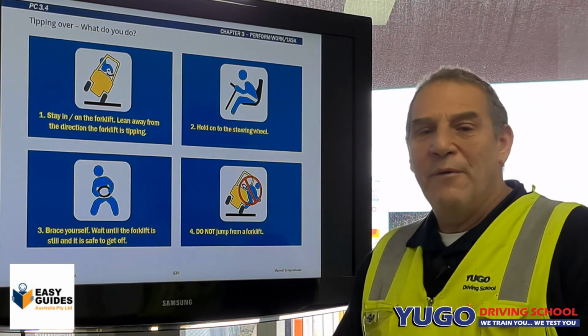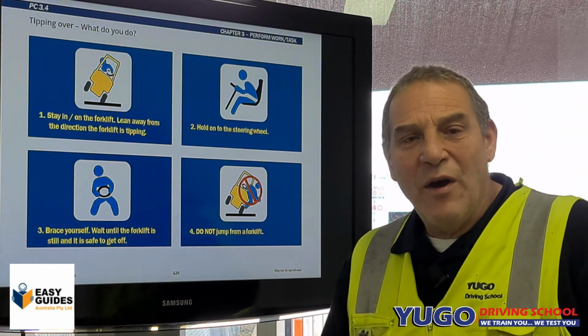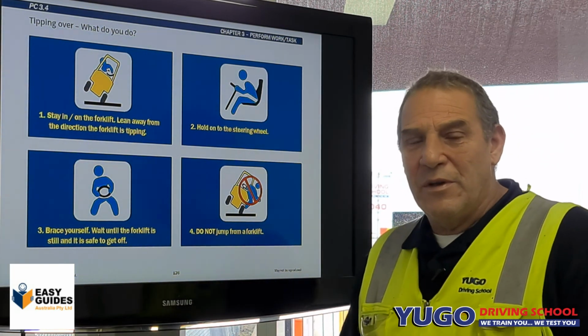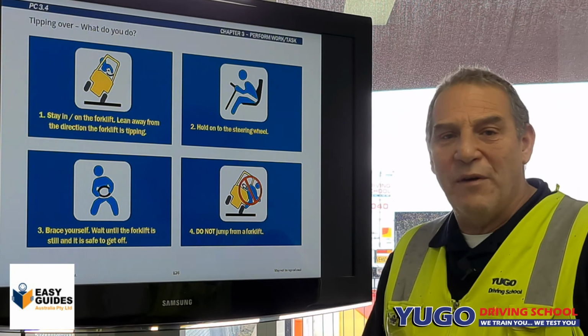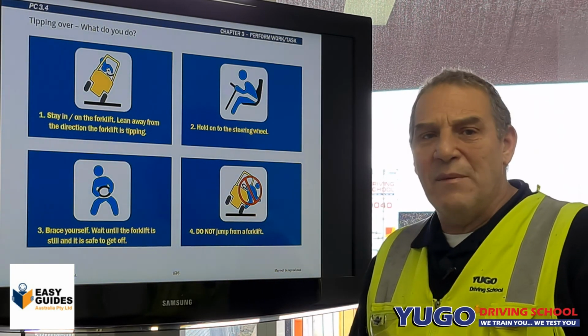Never jump from a tipping forklift. You have a high risk of ending up underneath the forklift and being crushed. There's not too many people I know that have survived 4.5 tons landing on top of them. Stay in the machine.